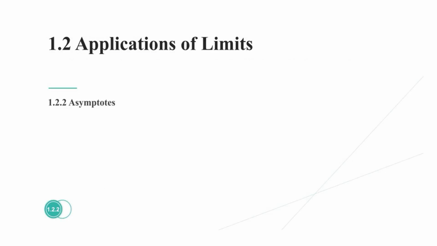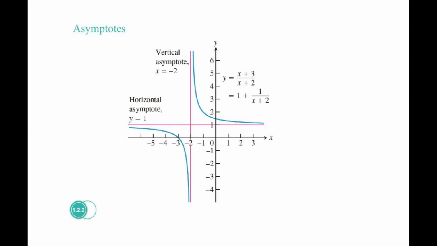Now, let's move on to asymptotes. Here we have an example. In this graph, we can see two asymptotes. The vertical asymptote is x equals -2. Near this line, the function goes up or down very quickly. The horizontal asymptote is y equals 1. As x goes far left or far right, the graph gets closer to the horizontal line. So, vertical asymptotes describe behavior near a certain x value, and horizontal asymptotes describe end behavior.